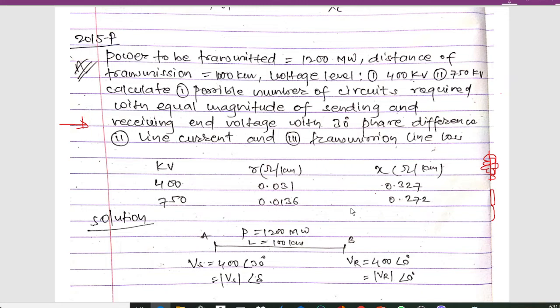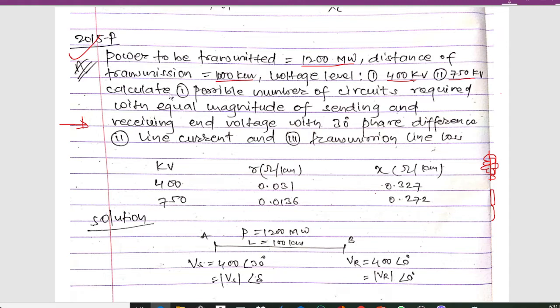Today again I am back with another important numerical on transmission line design. This numerical was once asked in 2015 Fall of Pokhara University. The power to be transmitted is 1200 megawatt and the distance of transmission is 1000 kilometers. Two voltage levels are given: first 400 kilovolt and then 750 kilovolt.